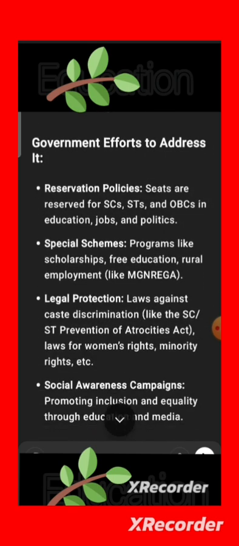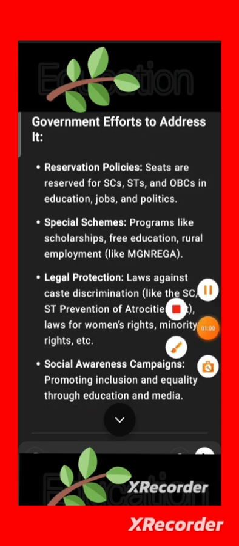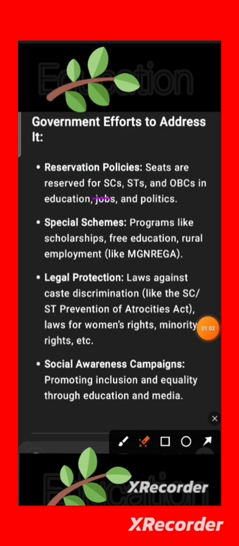Government's efforts to address this. Reservation policies: seats are reserved for SC/ST and OBCs. Special schemes and programs like scholarships, free education, rural employment. Legal protection: laws against caste discrimination like the SC/ST Prevention of Atrocities Act, laws for women's rights, minority rights, etc. Social awareness campaigns.